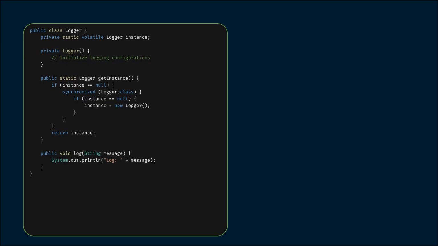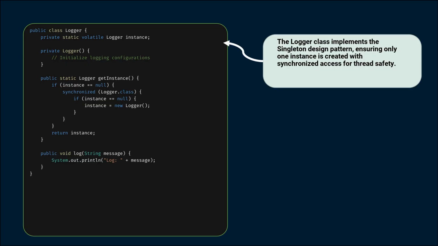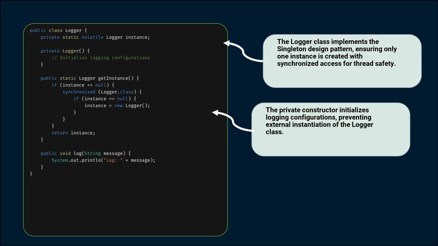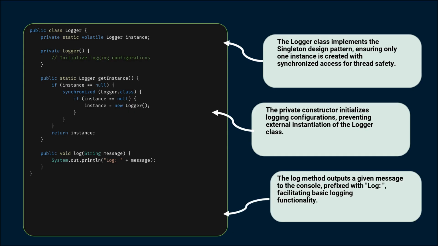Now let's implement the following logging singleton using the double-checked locking pattern. In this implementation, the logger class is designed to maintain a single instance of itself throughout the application lifecycle. This is crucial for ensuring consistent log outputs across different parts of a multi-threaded application. The class begins with a private static volatile variable named instance. The volatile keyword plays a vital role here, ensuring that when the instance is accessed, it reflects the most recent assignment made by any thread, preventing subtle concurrency issues.